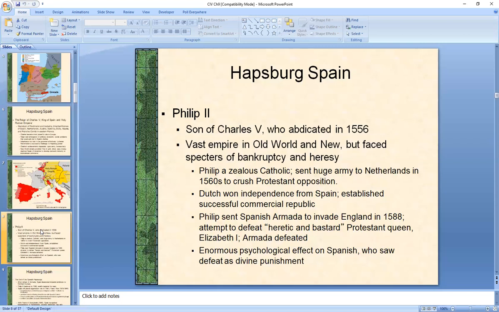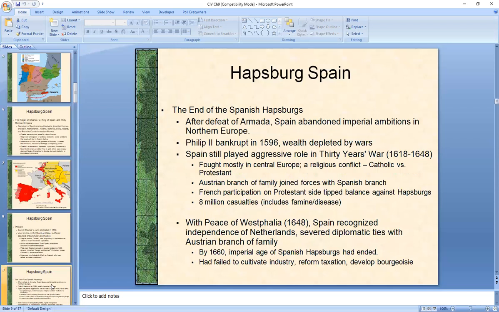These two losses were a huge crushing blow for the Spanish, and they start to see it as some sort of divine punishment. Maybe they've done something wrong. So this eventually brings about the end of the Spanish Habsburgs. Philip II went bankrupt in 1596 because of all these wars.